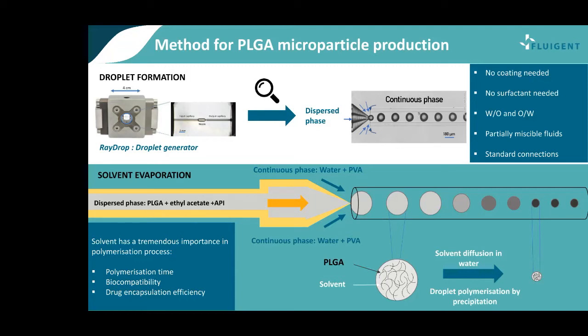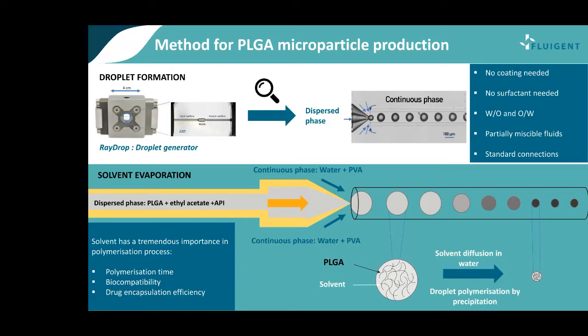So this is for the droplet formation process. Now let's go to the scheme with the solvent evaporation. If we go back, here we have the dispersed phase, which will be the PLGA with the ethyl acetate mixed with the API, so the drugs. And as a continuous phase, we will have the water with polyvinyl alcohol, so the surfactants. We will generate these droplets as I presented. And if we focus on the droplet, the droplets are containing PLGA, solvents, and also the drugs.